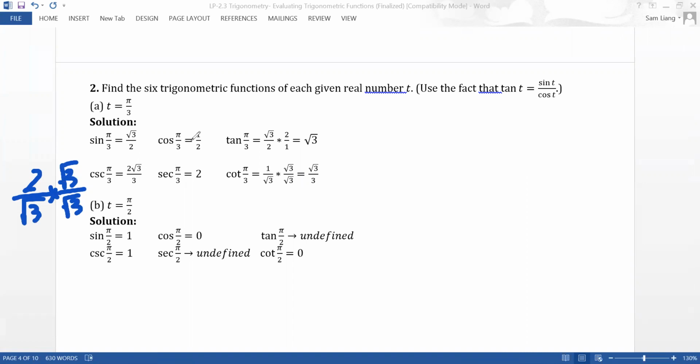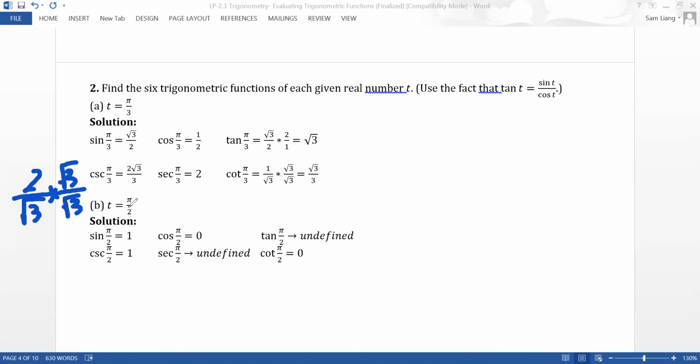Secant is the reciprocal of cosine, so it's just the reciprocal of 1/2, which is 2. Okay, pretty easy. And then cotangent, reciprocal of tangent, that'll be 1 over root 3, right? So we multiply that by root 3 over root 3, so it'll be root 3 divided by 3. Okay, all right, that's your answer for the first part.